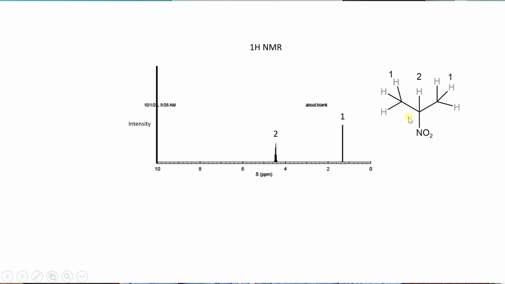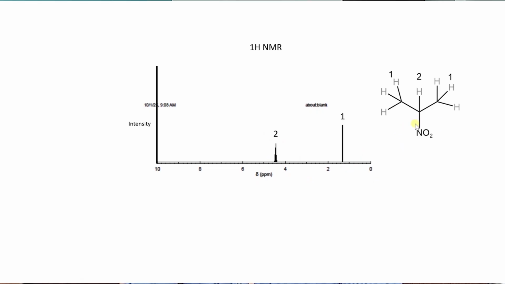2-nitropropane molecule, and this 2-nitropropane molecule will show this kind of 1H NMR. Here these 3 and 3 protons will be at the same place, and the middle one, the second position proton, will be at the 4 point something position, 4.2 or 4.3, because of the presence of the nitro group. Now this is clear.